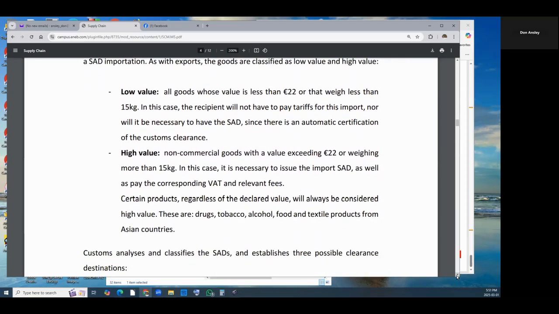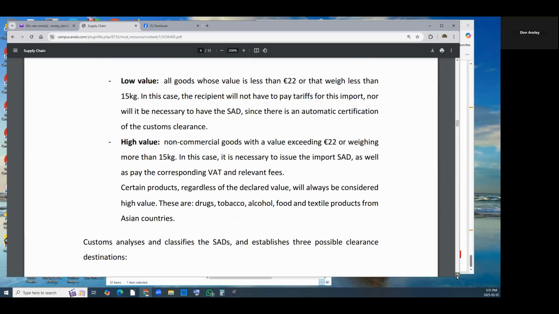Then we come to the high value ones, the non-commercial goods with a value of more than 22 euros, or weighing more than 15 kilograms. And in this case, it is necessary to issue an import SAD, as well as to pay the corresponding VAT and relevant taxes and fees. Certain products, regardless of the declared value, will also be considered high value. And these are drugs, tobacco, alcohol, food, and textile products from Asian countries.